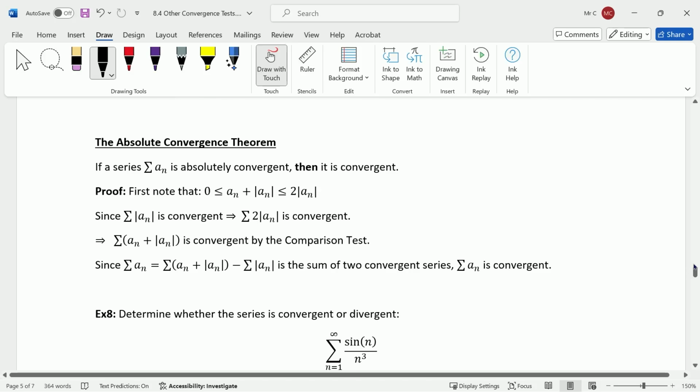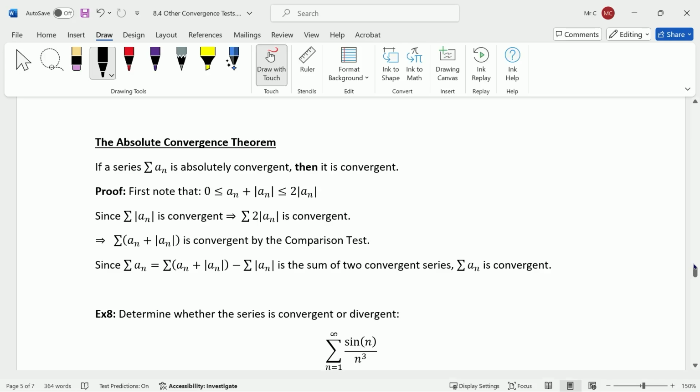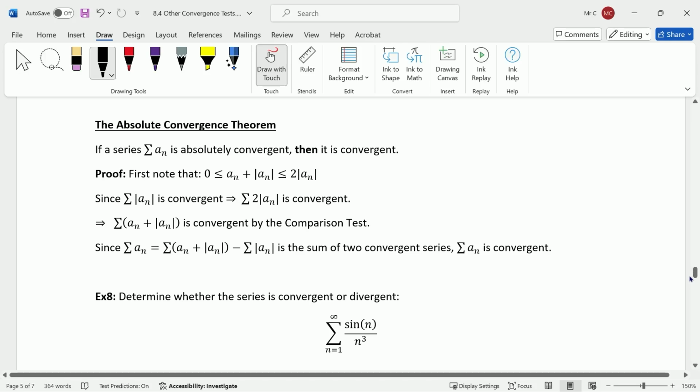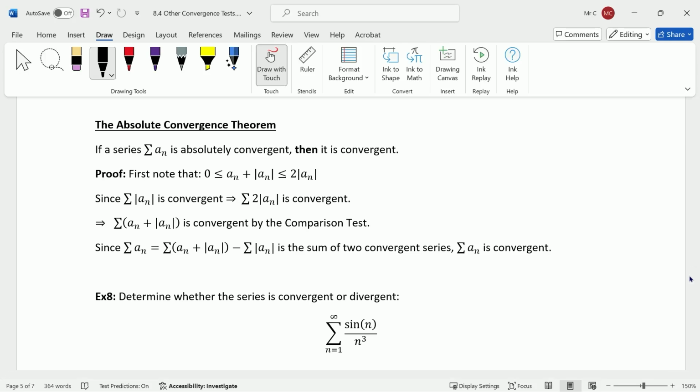So now we've got a theorem, and this is a very useful theorem. This is the absolute convergence theorem. And it says that if a series of terms a sub n is absolutely convergent, then it is convergent. Now this only goes in one direction though. A series being convergent doesn't show absolute convergence, like we saw here. This series converges, but that doesn't imply absolute convergence. However, if it's absolutely convergent, then the original series is convergent.